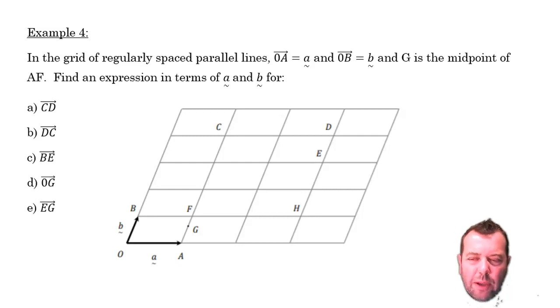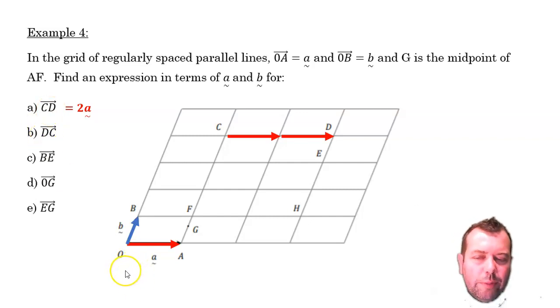Rightio. Now we've got this notation here. This represents the vector from C to D. We can see that goes across 2. Now I've got these two vectors here, A and B. A goes across 1, B goes up 1. So to get from C to D, I need to use A twice. Here's A in red, and you can see 2 of those takes me from C to D. Part B, I want to go from D to C. I've got to go the opposite direction, so I'm going to need 2 negatives of A, or negative 2A.